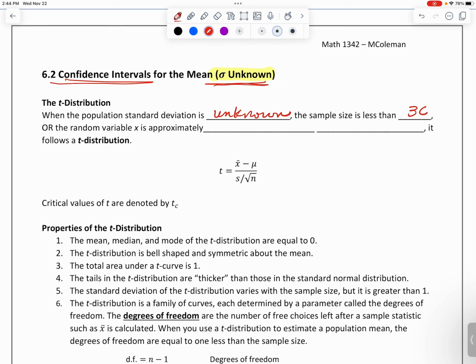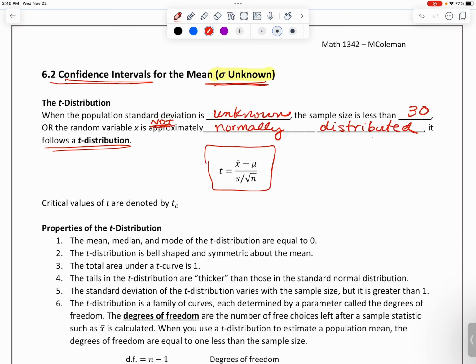the sample size is less than 30, or the random variable is not approximately normally distributed. So this is exactly the opposite of what we did in section 6.1. The sample size is less than 30, and in 6.1 it was greater than or equal to 30. It was also approximately normally distributed, so now it is not approximately normally distributed. Then it's going to follow what we call a t-distribution.